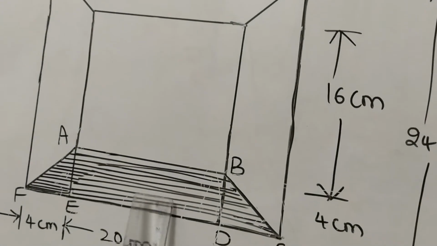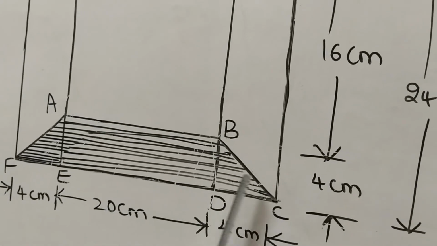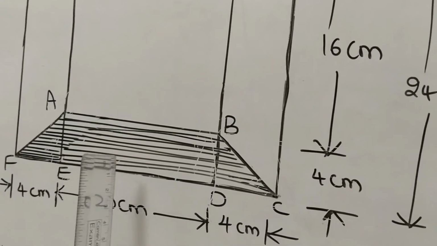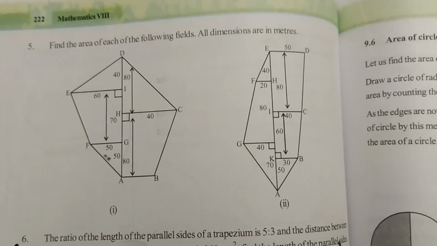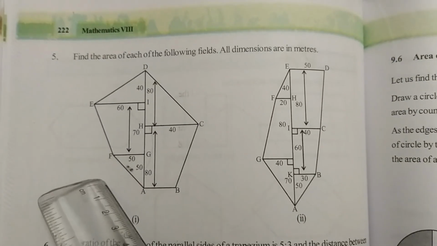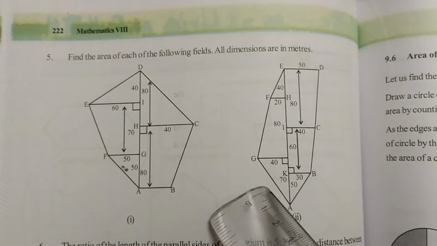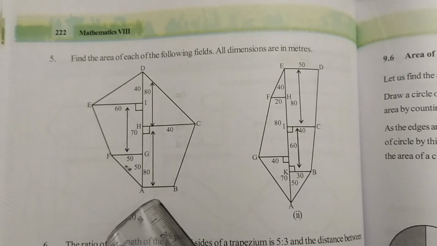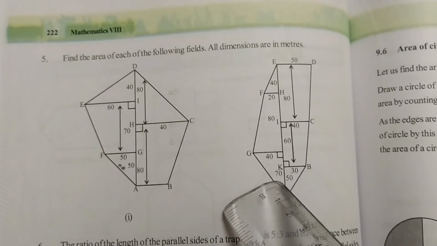Any shaded part, whatever it will be, you have to divide it into simpler forms such as rectangle, triangle, or anything else. Next, see in the textbook, students, on page number 222, this fifth question is not there in your syllabus. Some topics are deleted, hence it is not there in your syllabus. So don't bother about this fifth one.